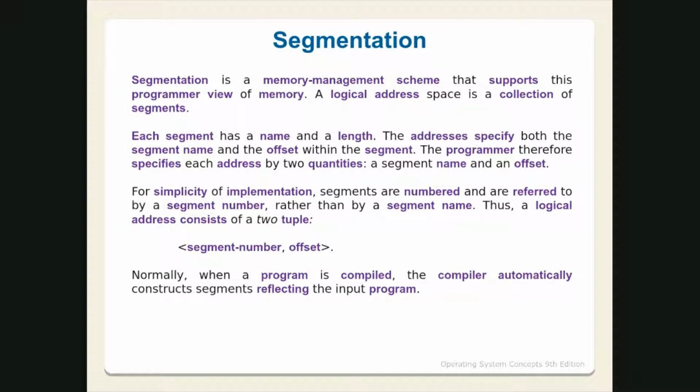So a logical address contains two things: the segment number, comma, offset. When you are compiling the program, the compiler automatically constructs the segments reflecting the input program. So we need to have a number plus the offset so that you can easily access the segment. Fine.